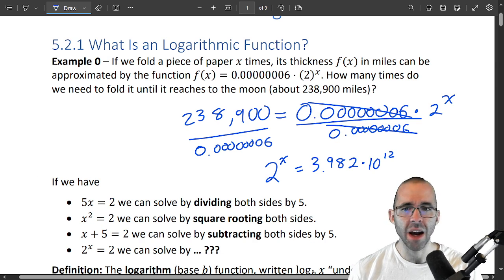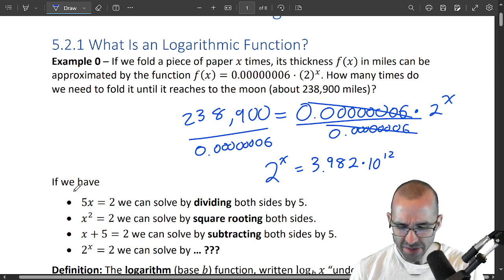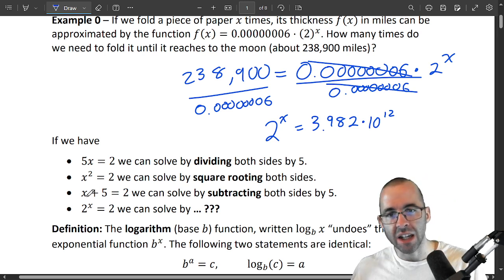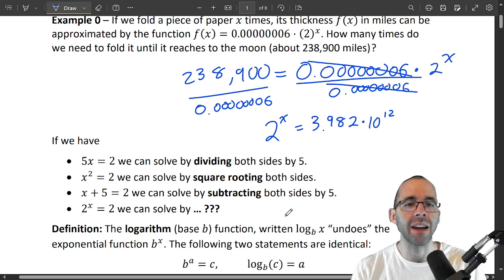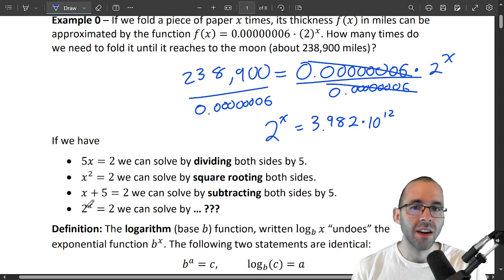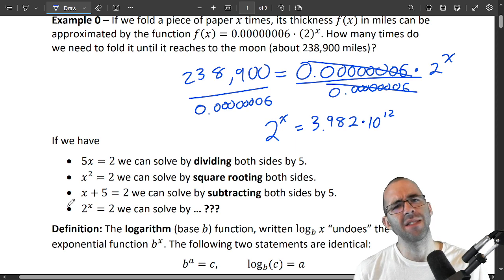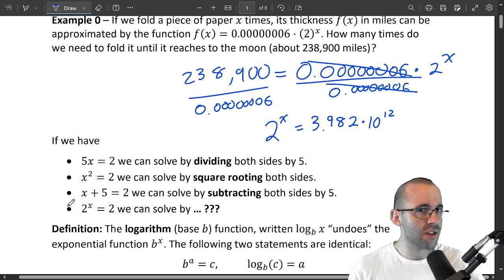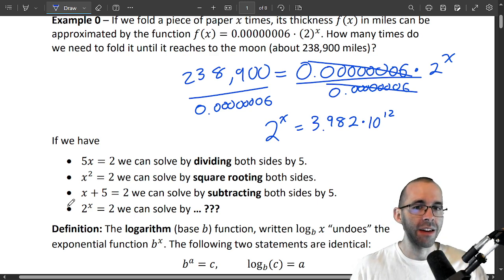So let's recap how we solved equations in the past. If we had something like multiplication, 5 times X equals a number, we can solve for X by dividing. We undo the multiplication with division. If X was getting squared, we could solve by undoing the squared with square rooting. If X was getting added to 5, we could undo the adding by subtracting 5 from both sides. But here, X is in the exponent. X is the thing being exponentiated. How do we undo an exponential function? We don't have a way yet.